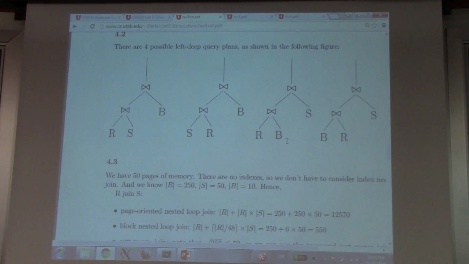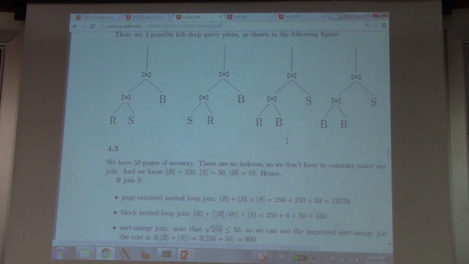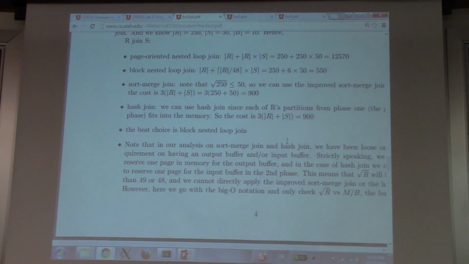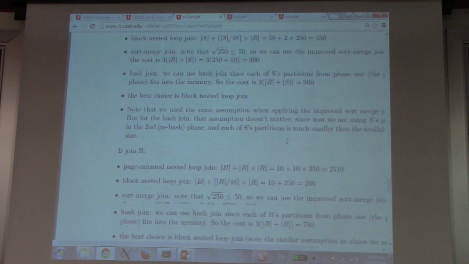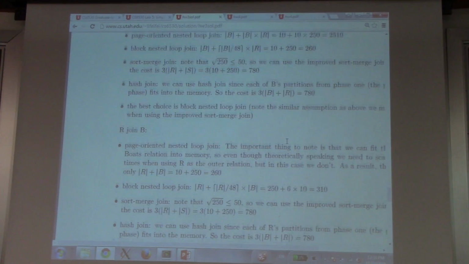And then I ask you for left deep tree plans. These are all the possible left deep tree plans. And then it asks you, again similar to question 3, for different orders of join and different algorithms for the join operator. What is the cost in each particular combination? It's fairly straightforward, if you ask me.